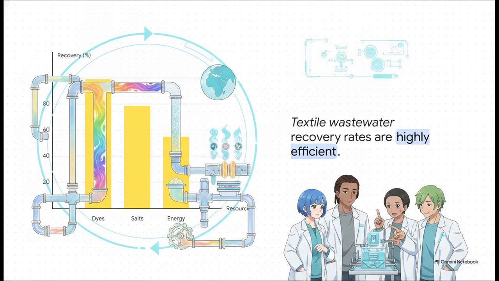Take a look at the recovery rates for a new extraction flocculation hybrid system used in textile wastewater. We aren't just treating the water so we can dump it safely anymore. We are actively recovering 99.2% of the dyes, nearly 79% of the salts, and even 55% of the thermal energy, all to be reused in the very next dyeing cycle. That is the circular economy in action, right there.